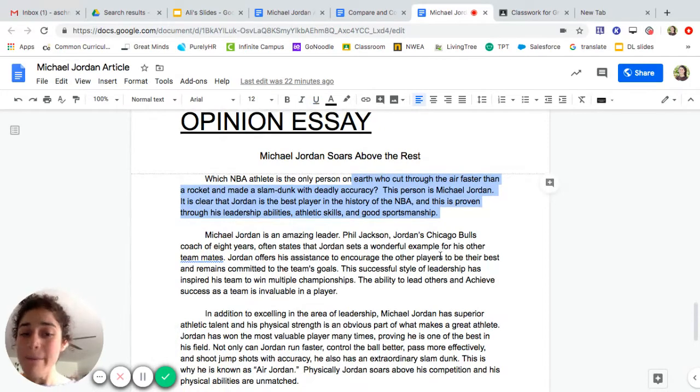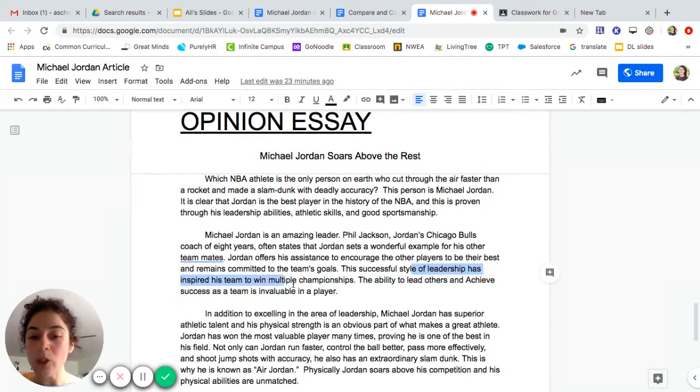Michael Jordan is an amazing leader. Phil Jackson, Jordan's Chicago Bulls coach of 8 years, often states that Jordan sets a wonderful example for his other teammates. Jordan offers his assistance to encourage the other players to be their best and remains committed to the team's goals. This successful style of leadership has inspired his team to win multiple championships. The ability to lead others and achieve success as a team is invaluable in a player.